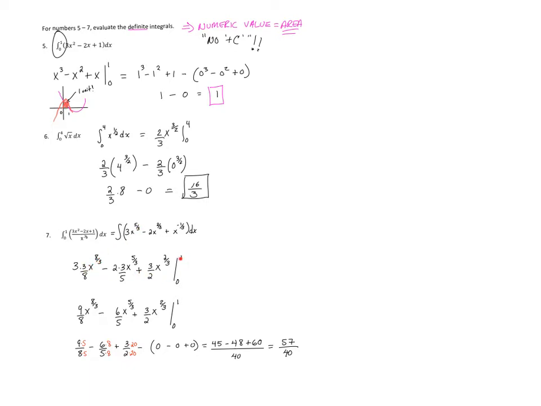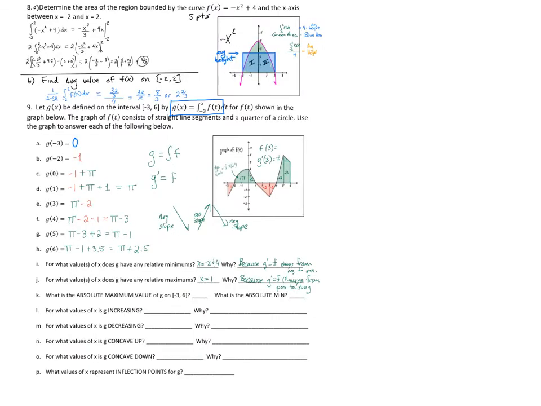What makes this one kind of manageable is the limits are 0 and 1, so you're just plugging in 1s into this thing and subtracting what you get when you plug in 0s. Plugging in 1s, we had to get a common denominator of 40 for the 5, the 8, and the 2, and did that, and we got 57/40. So, 3 levels of difficulty, very easy, a little bit harder, and a little bit more complicated from 5, 6, and 7.